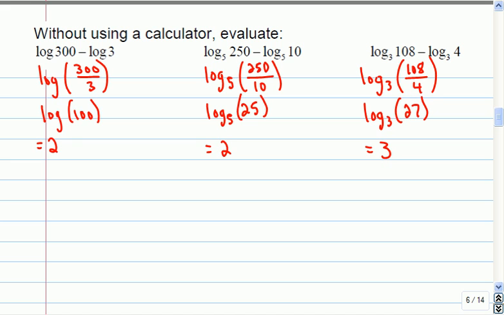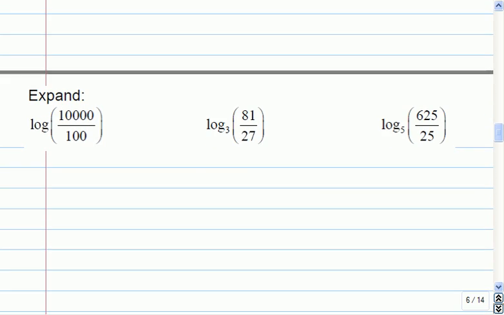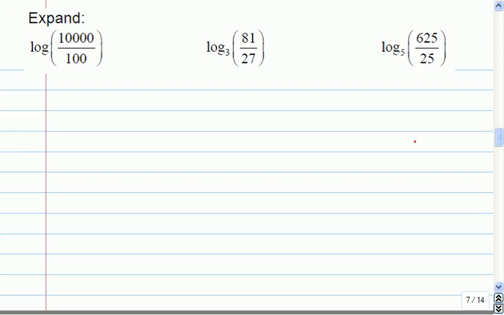Okay, so we'll try working it the other way with this log law as well. So that's if we try expanding these. So for example, we could rewrite this as log 10,000, take away log 100, and this would be 4 minus 2, so I believe that should be a 2 if we were to go and calculate that.